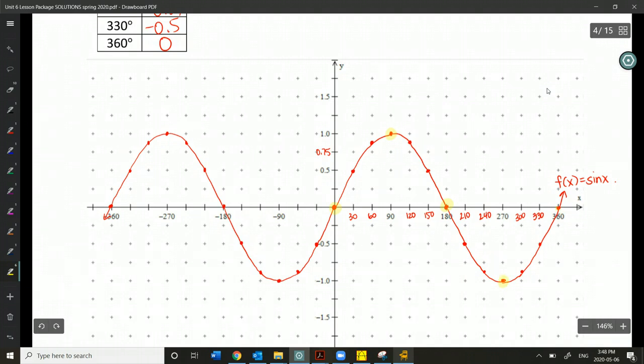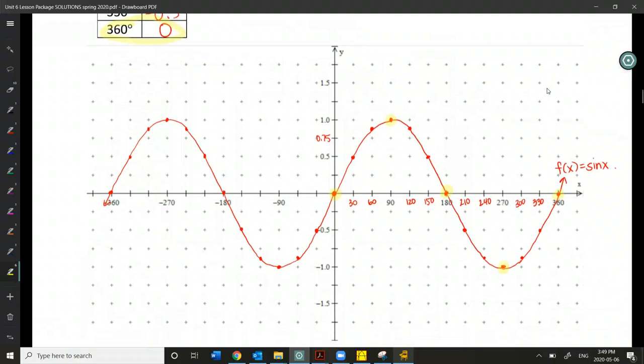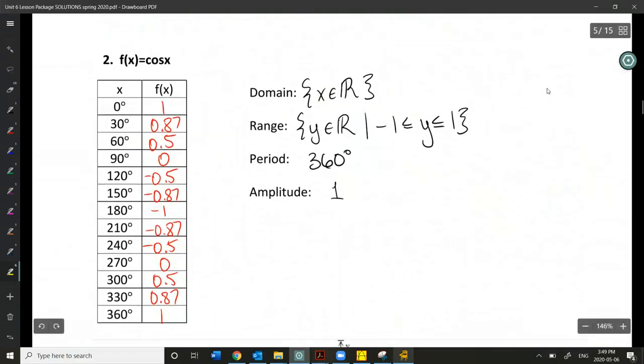And the key points are kind of like the maximums, middles, and minimums. So we're going to use the points (0, 0), (90, 1), (180, 0), (270, -1), and (360, 0) when we do our transformations. So if you have your investigation on hand, you can star those and make sure that you have those ready. We're going to rewrite them on our lesson today as well.